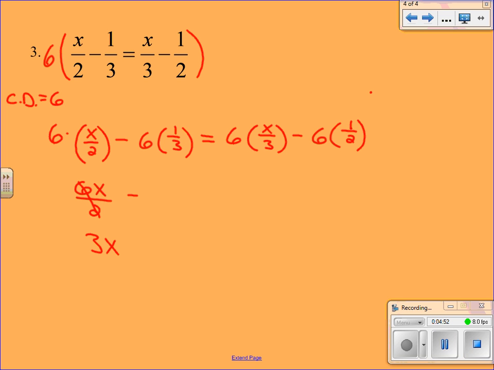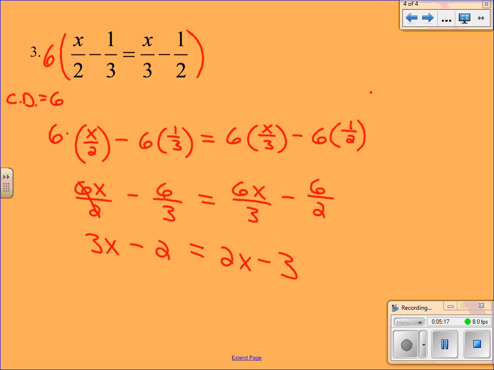Next, we'd have 6 over 3. That reduces to 2. On the other side of the equal sign, we have 6x over 3. That's going to reduce to 2x. And lastly, 6 times 1/2 would give us 6 over 2, which reduces to 3. Now we've got it down to a pretty basic equation here, a lot easier to deal with than the fractions.